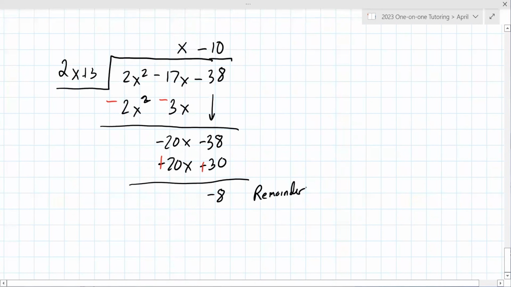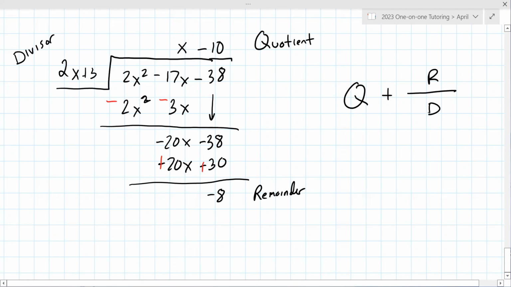Let me know if that's okay. Yeah, that makes sense. So this thing up top is called your quotient. And this thing on the left here is called the divisor. So your answer is written this way. It's the quotient plus the remainder over the divisor. So the way that you write your answer is x minus 10, that's the quotient, that's up here. The remainder is -8 over the divisor, which is 2x plus 3.